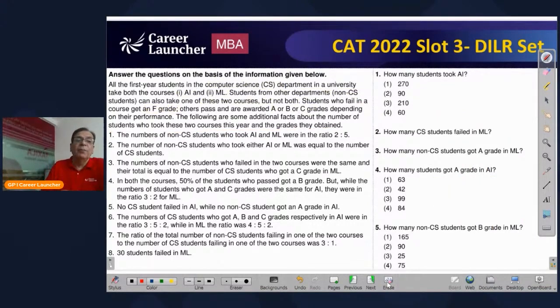Now look at the questions. There are a couple of interesting questions. How many students took AI? Now what is special about this question is there's a definite answer.